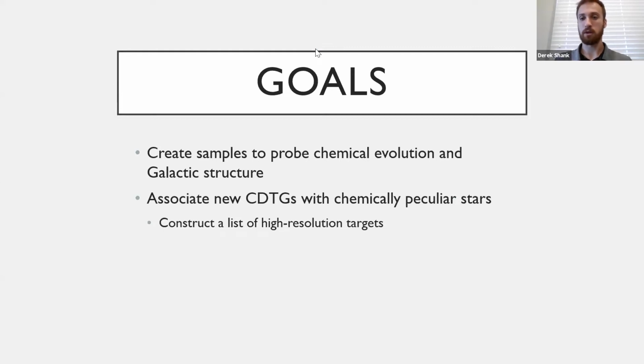My goal for this project is to find chemodynamically tagged groups, and to do this, we will create a sample using GALAH to probe the chemical evolution and galactic structure of the Milky Way. Eventually we can associate these CDTGs that we find with chemically peculiar stars. In this case, we're going to look at r-process enhanced stars and possibly carbon-enhanced metal-poor stars as well. And then later we could use this as a list to find targets for high resolution follow-ups.